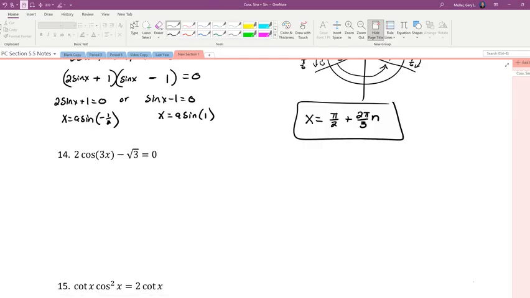So I'm going to add root 3 and divide by 2. So I've got cosine of 3x equals root 3 over 2.